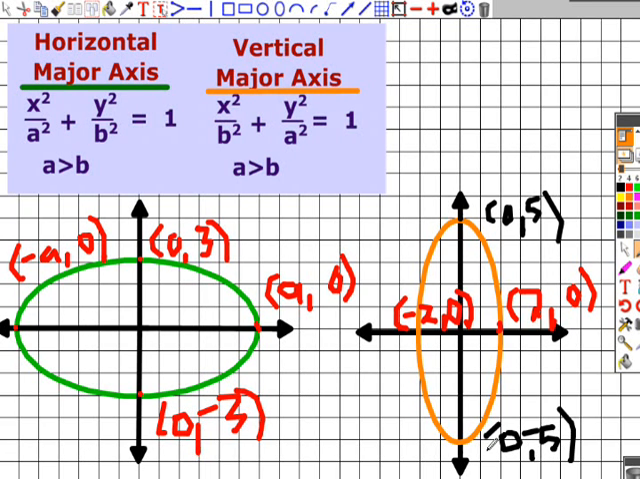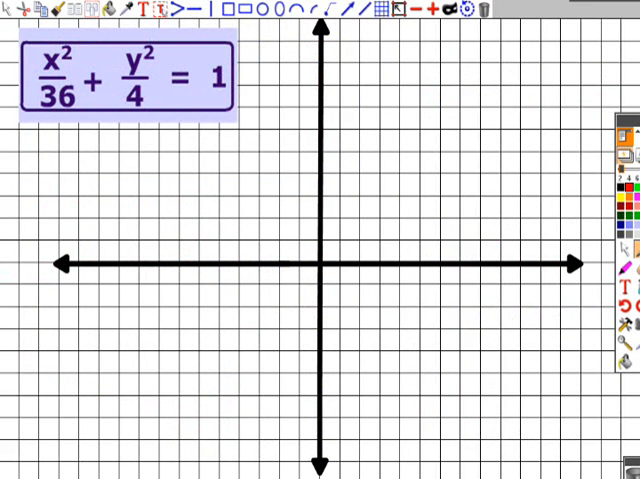Okay. Now, in order to find where the foci are located, what you need to do is subtract. So what you're going to do is a squared minus b squared equals c squared. So in each case, pretty much what you're doing is subtracting the smaller denominator from the bigger one, and getting c squared. And then you just take the square root, and that'll tell you where your foci are located. So let's do some examples.